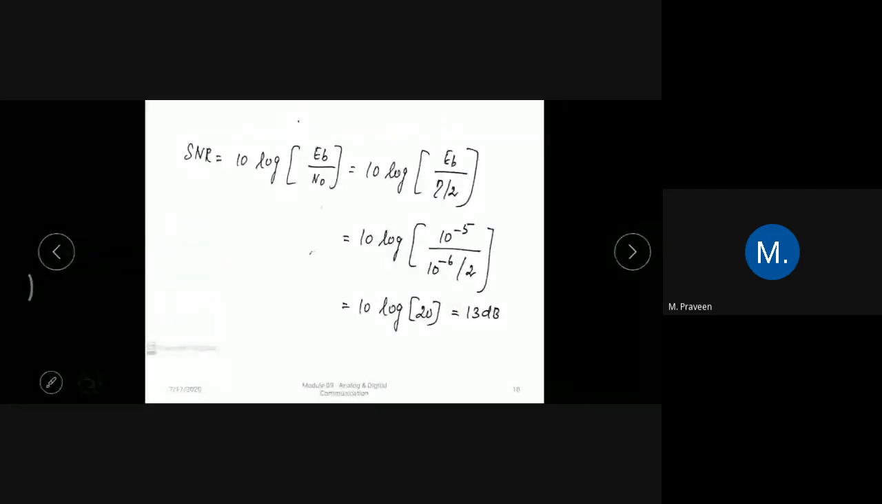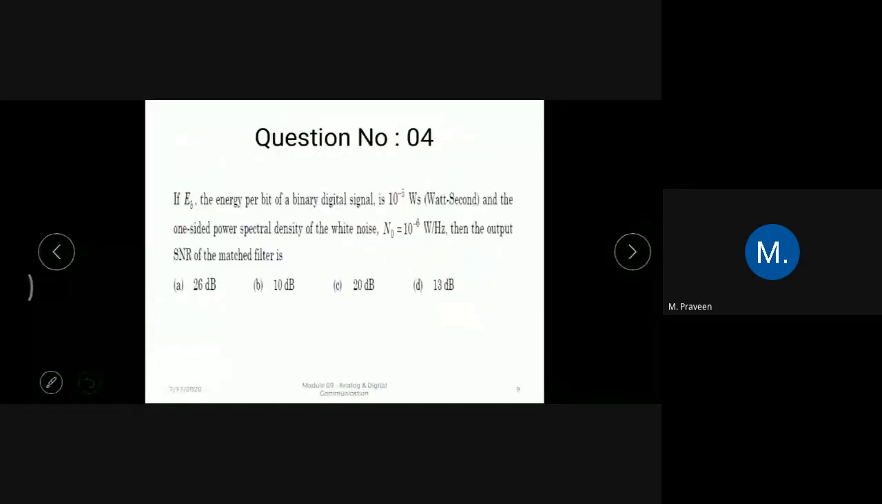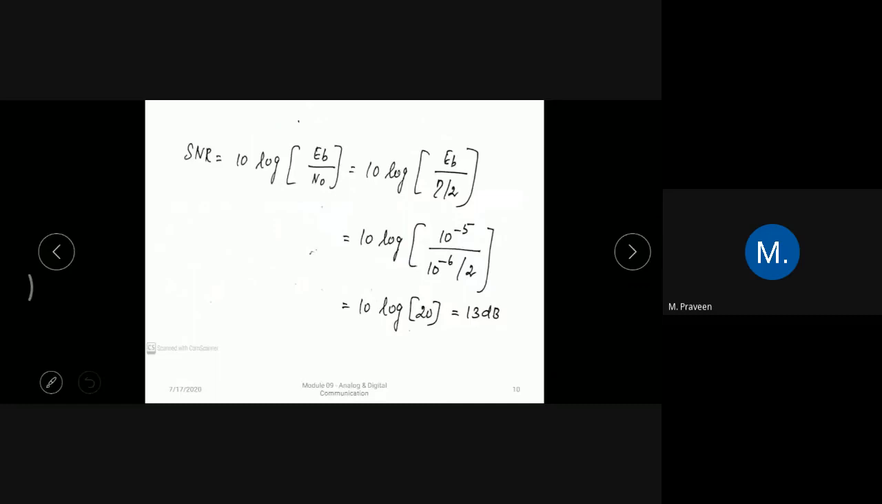We know the formula: signal to noise ratio is 10 log of EB by N naught, where EB is signal energy per bit and N naught is eta by 2, where eta is the noise power. Here EB is directly given, 10 to the power of minus 5, and eta is 10 to the power of minus 6. You can substitute both the values.